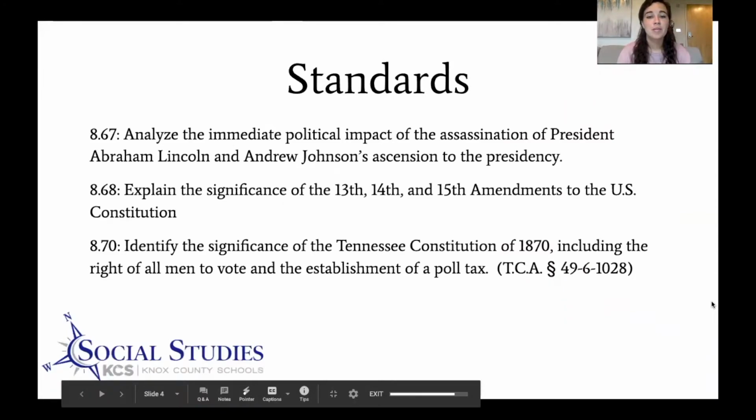Throughout this lesson, we're going to be talking about 3 different standards. The first one is 8.67, which says, analyze the immediate political impact of the assassination of President Abraham Lincoln and Andrew Johnson's ascension to the presidency. The second one is 8.68, which says, explain the significance of the 13th, 14th, and 15th Amendments to the U.S. Constitution. And the third one is 8.70. Identify the significance of the Tennessee Constitution of 1870, including the right of all men to vote and the establishment of a poll tax.